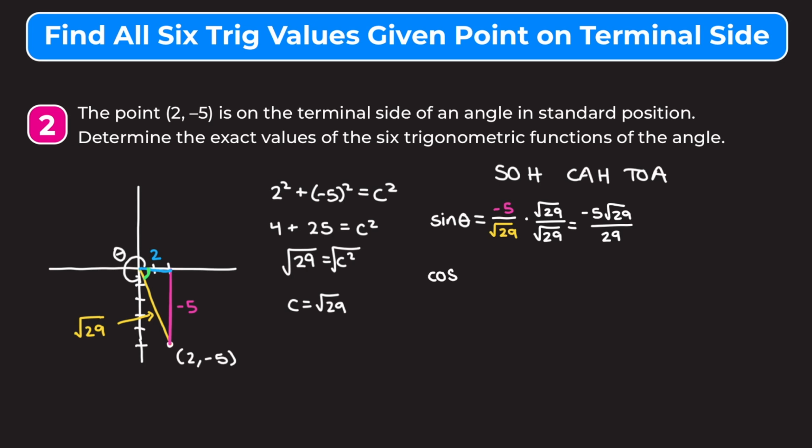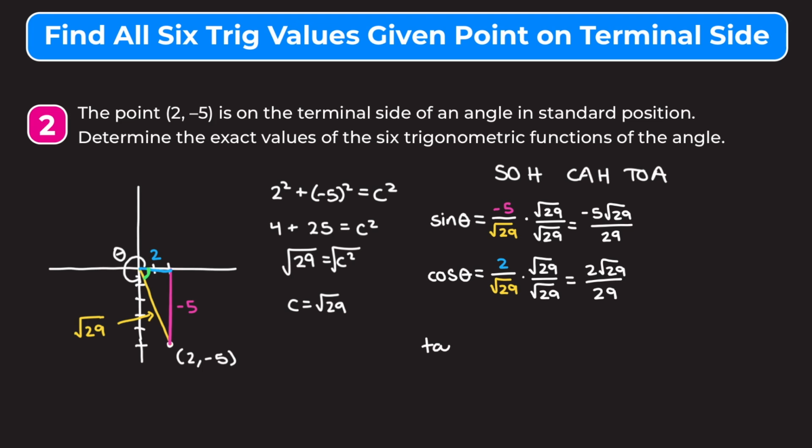Similar thing for cosine. So cosine is AH. So we know that it's adjacent, which is 2, over our hypotenuse of the square root of 29. And now again, we need to multiply the top and bottom by the square root of 29. On the top, we get 2 root 29. On the bottom, we are left with 29.